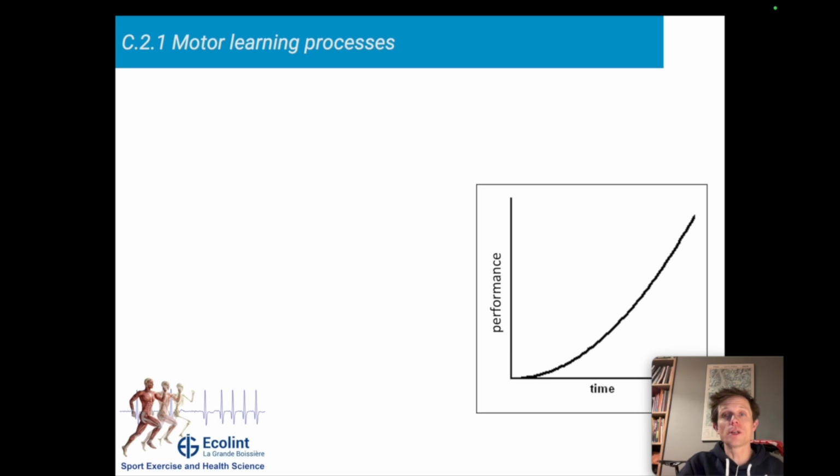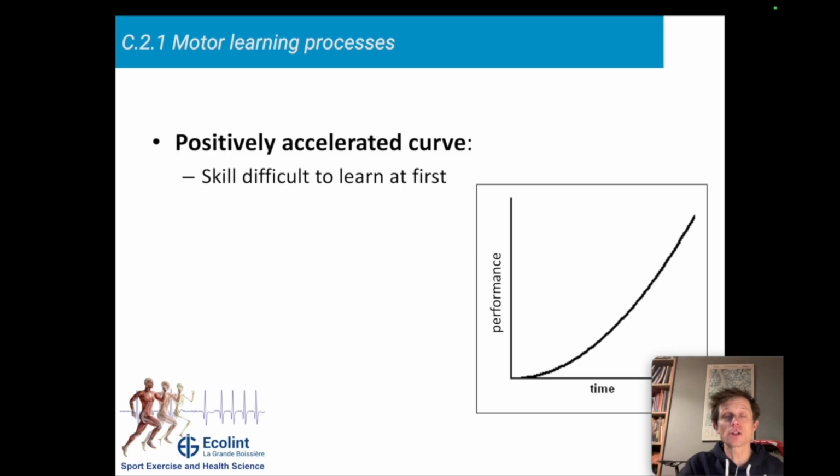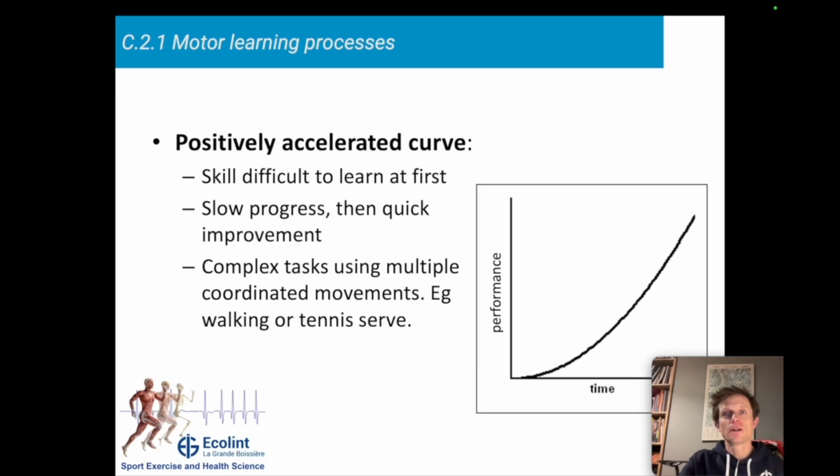What's much more common is that we might see a change in the rate of learning. Here we can see a positively accelerated learning curve. What this means is that we might experience a slow rate of learning at the start, but then once we've acquired the basic fundamentals, we see a rapid improvement in our skill level. This is something we might see with complex tasks involving multiple coordinated movements.